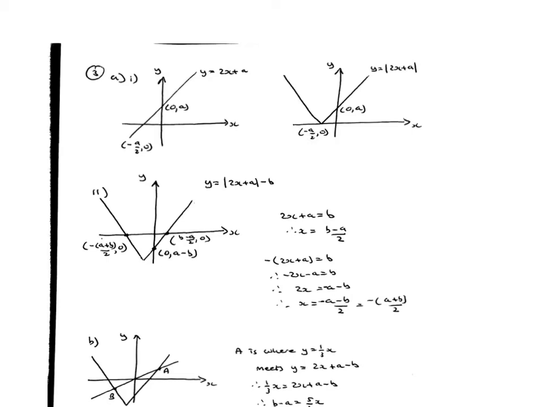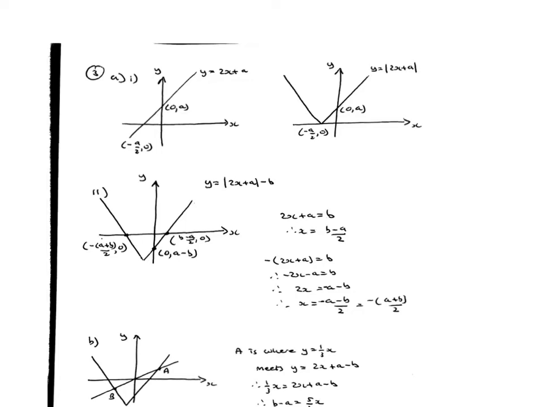In part 2, I've got to translate this graph down by b. So whereas it crossed the y-axis at 0, a, it now crosses at 0, a minus b. These points are a little bit more problematic. Let's take this point here first. This graph here is 2x plus a minus b. There's no modulus signs. It's not been reflected in any way. So that's just the normal graph. 2x plus a equals b.